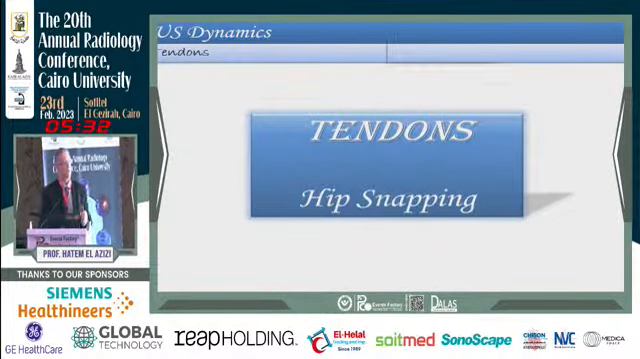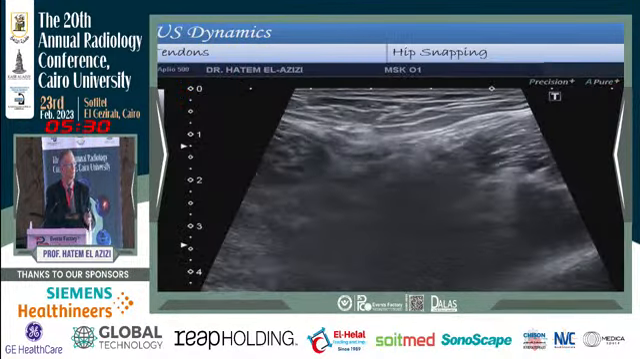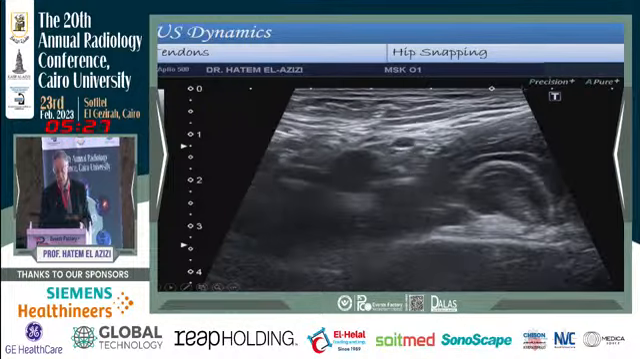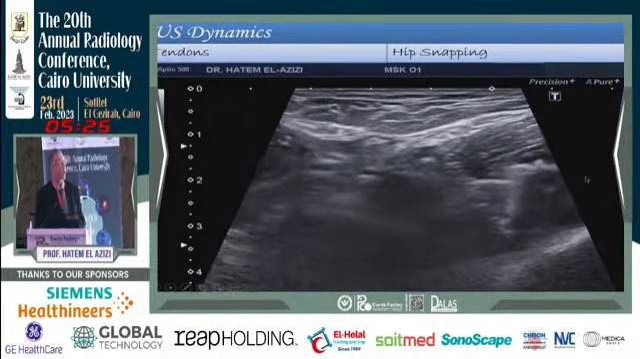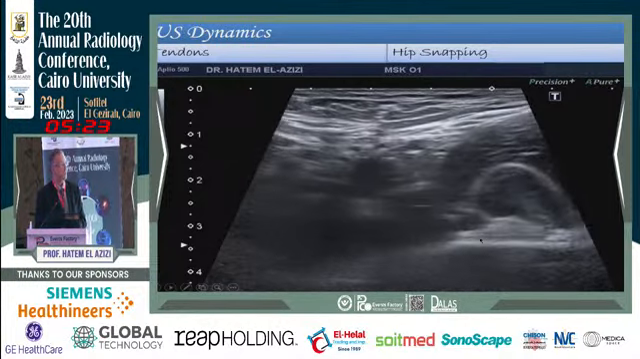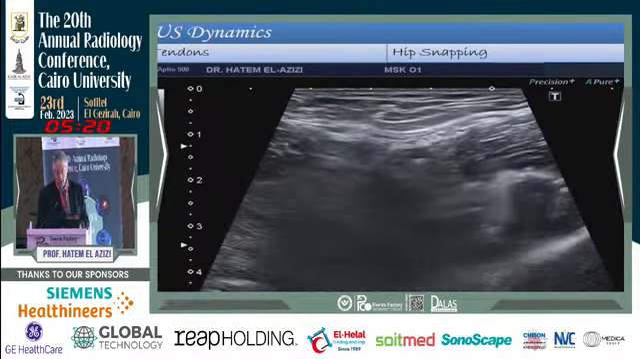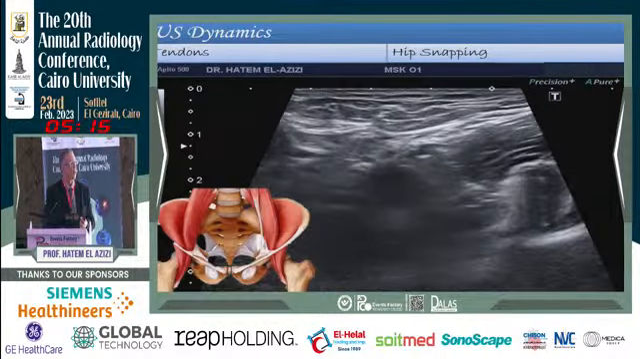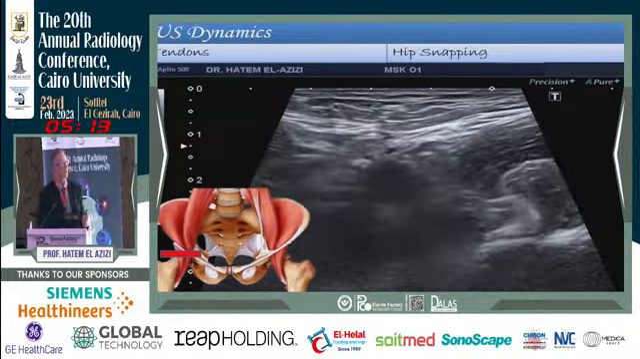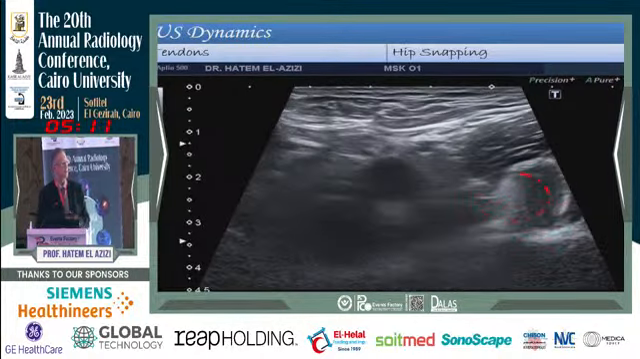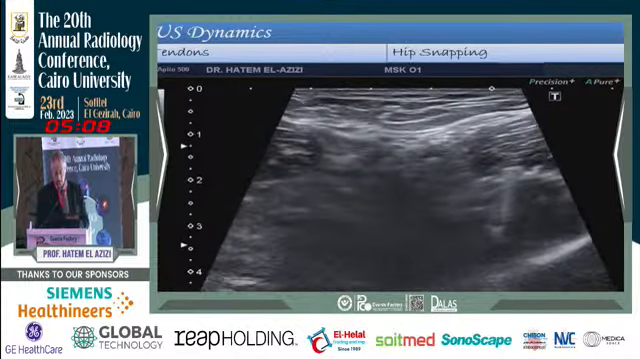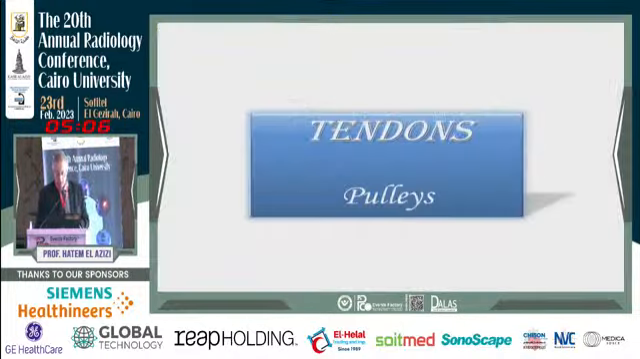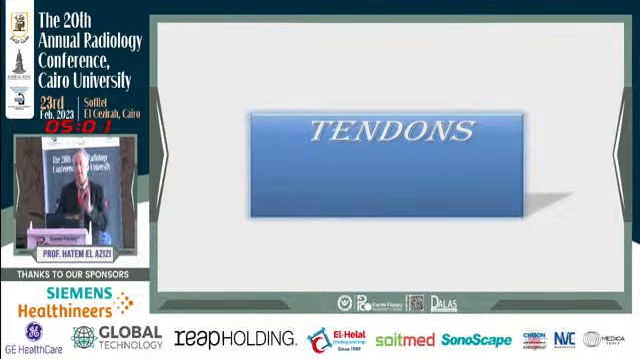Another common snapping is hip snapping. This is the psoas muscle, and this is the tendon of the psoas during the examination. We make flexion of the hip and examine the tendon movement at the level of the head of the femur. This is the tendon moving up during the activity. Again, we cannot detect it in static MR or in static ultrasound. The only tool is dynamic ultrasound.